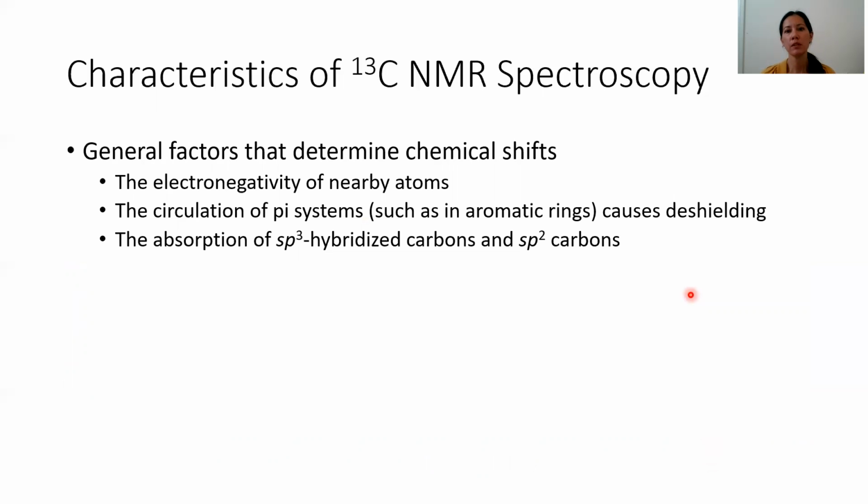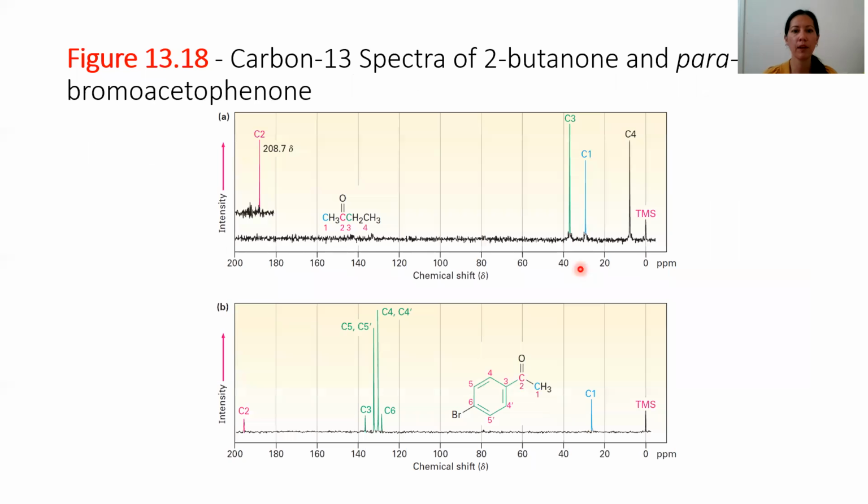Okay. Very similar to proton NMR, there are some general factors that determine chemical shifts. These include electronegativity. The more electronegative the atom nearby, the more downfield it'll be, more to the left. Pi systems, the circulation of pi systems where the electrons are running in a current, such as in aromatic rings, can cause deshielding, which is why you see those aromatic carbons further downfield. And then there's the absorption of sp3 and sp2 carbons. Those will show up in those specified regions.